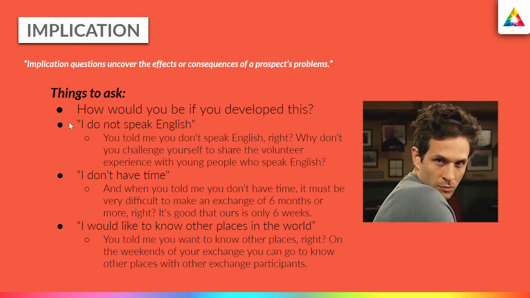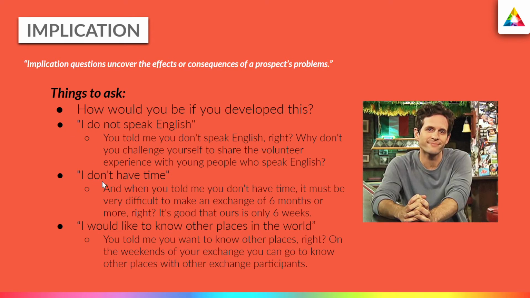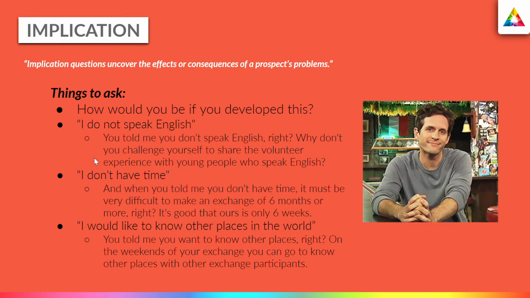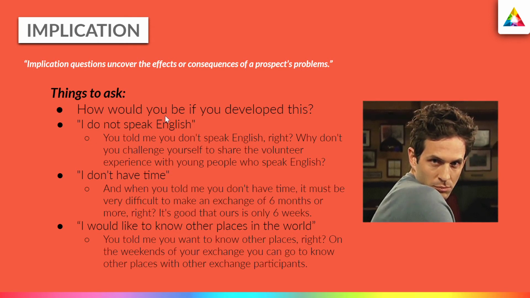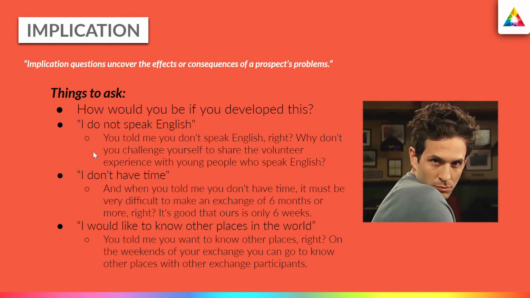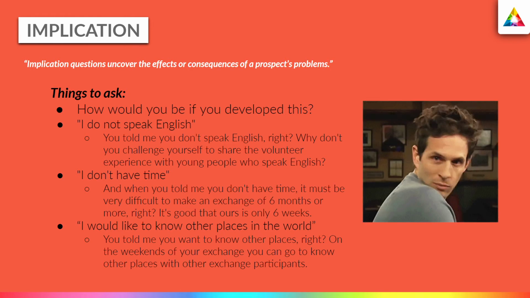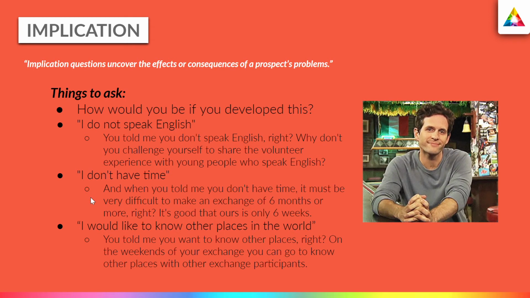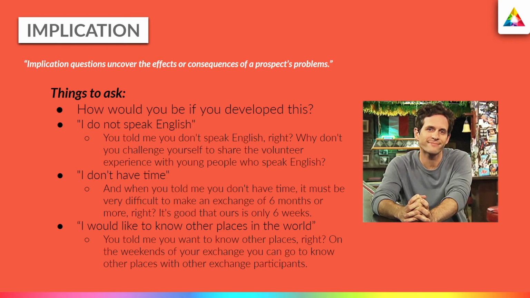We can ask, like, how will you be if you develop this? Or for example, here we have some common excuses that the APs have. For example, "I don't speak English," and we can tell them, "You told me you don't speak English, right? So why don't you challenge yourself to share the volunteer experience with young people who speak English?" So in this phase, it's very important for us to ask the right questions to overcome any excuse that the AP may have.